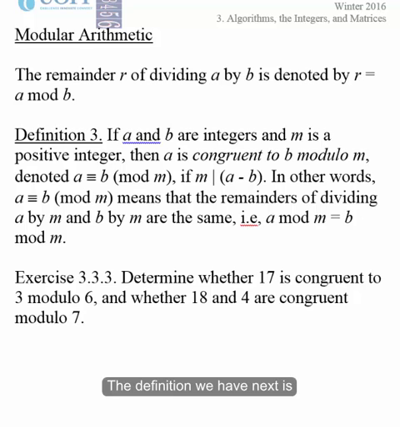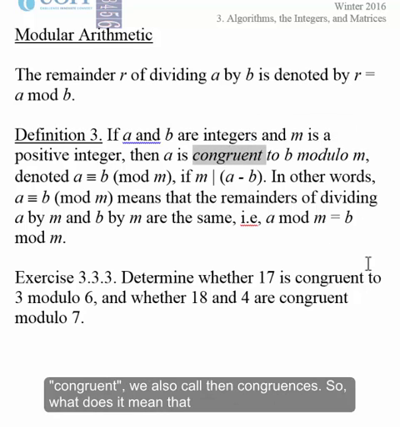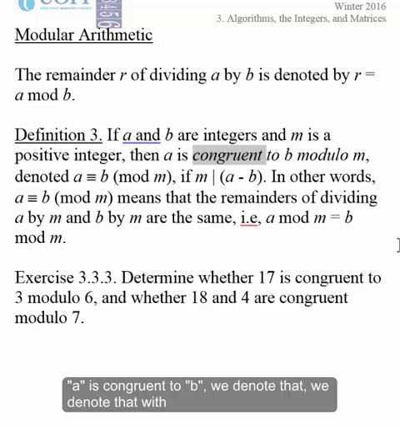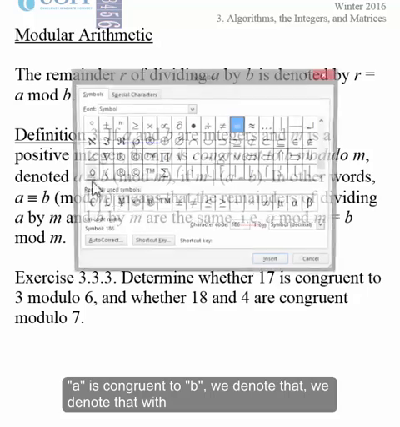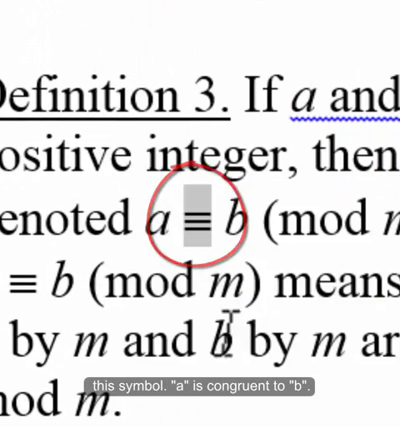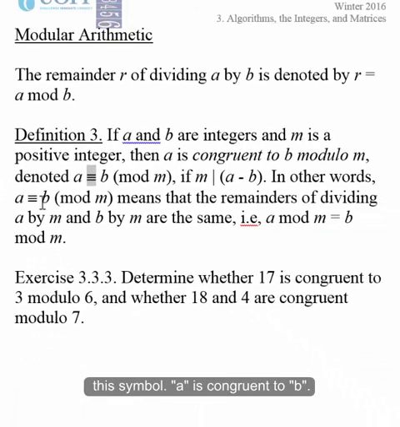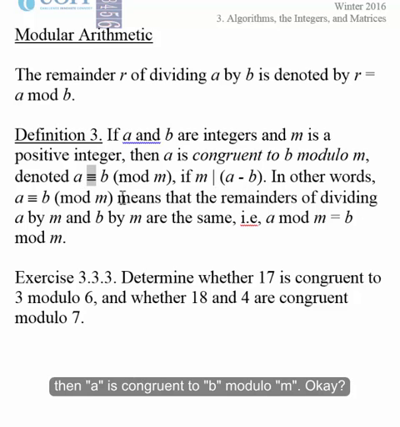The definition we have next is congruent. We also call them congruencies. So what does it mean that a is congruent to b? We denote that with this symbol: a is congruent to b. That means that if m divides a minus b, then a is congruent to b modulo m.